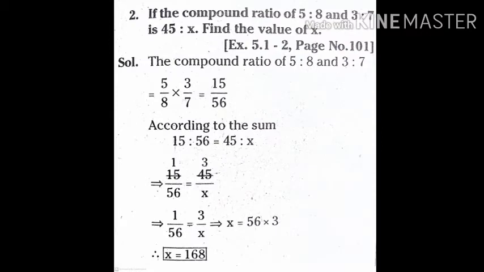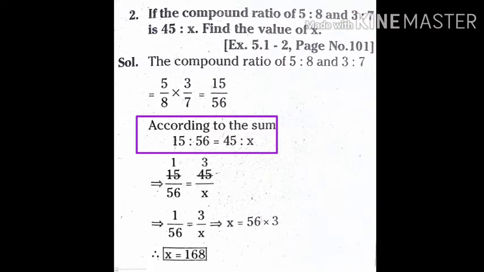Question number 2. If the compound ratio of 5:8 and 3:7 is 45:x, find the value of x. Solution. The compound ratio of 5:8 and 3:7 is equal to 5/8 into 3/7. Compound ratio means product of antecedents is to product of consequents. So 5 3s are 15 and 8 7s are 56. According to the sum, 15:56 is equal to 45:x.